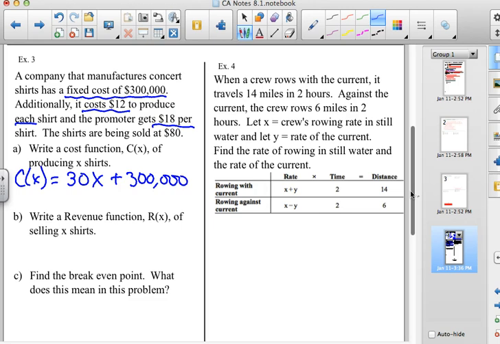Part B says to write a revenue function, R of x, for selling the shirts. So this is how much they are going to make, all right, by selling them. And we are told right here that we're selling them for $80. So our revenue is $80 times whatever number of shirts we sell.